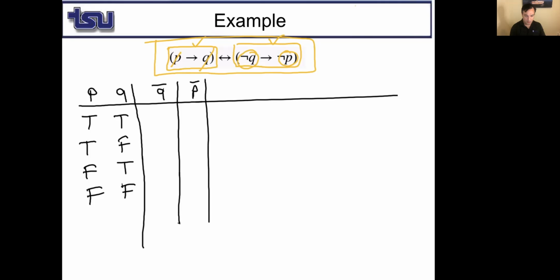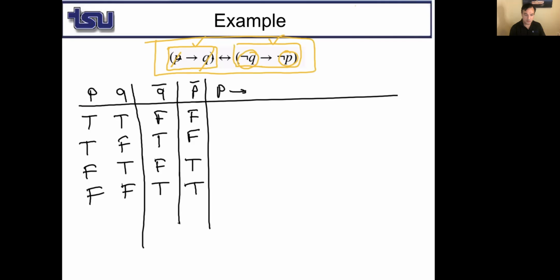Q naught is the opposite of this column right there, which is false, true, false, true. Okay. And then P naught is the opposite of this P right there. So it's going to be false, false, true, true. Now, see, I have Q naught, P naught. Now I can say, first let's take care of this.